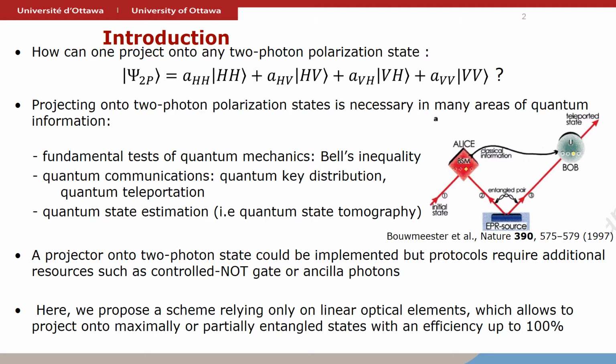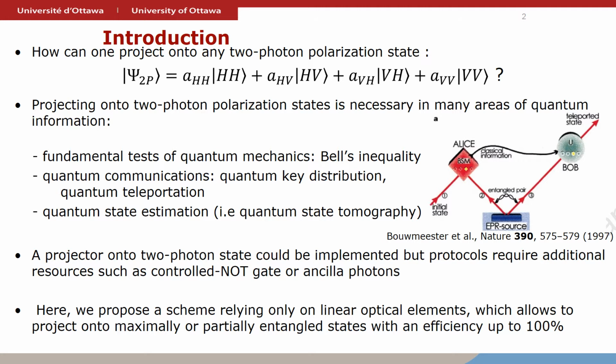In quantum communication, such as in quantum key distribution or quantum teleportation, you also need to be able to project onto those Bell states. Finally, in quantum state estimation or quantum state tomography, in order to reconstruct the state of your system, you need to be able to project onto specific two-photon projection states.